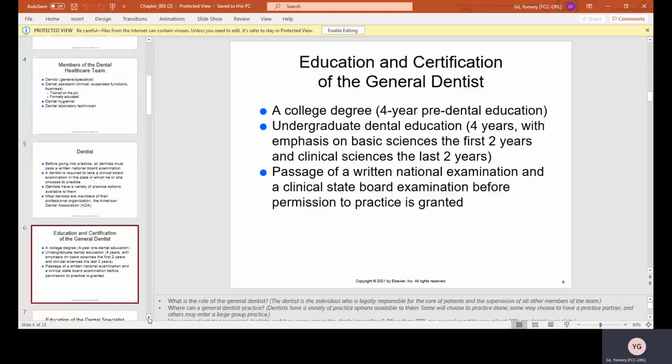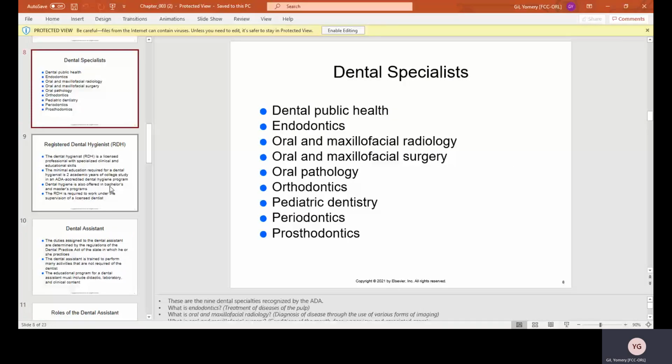The registered dental hygienist, which is also known as RDH. The dental hygienist, RDH, is a licensed professional with specialized clinical and educational skills. The minimal education required for a dental hygienist is 2 academic years of college study in an ADA accredited dental hygiene program.